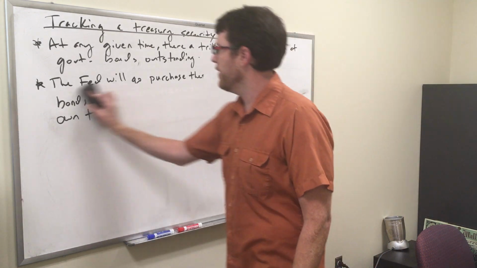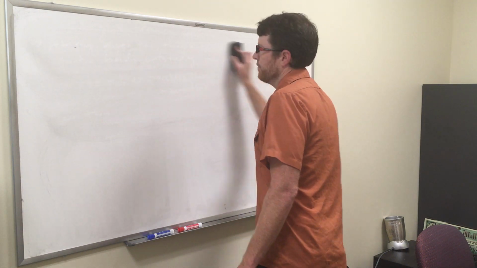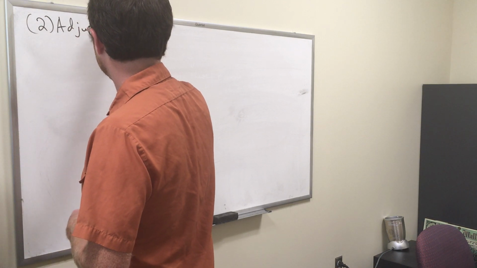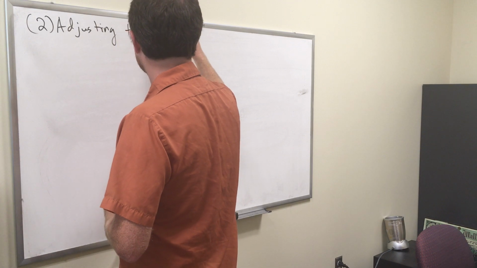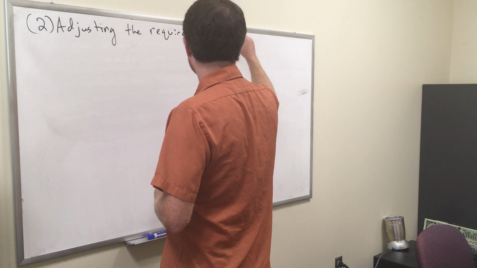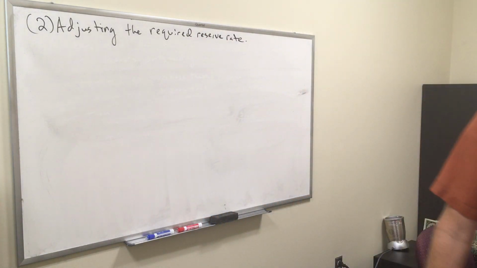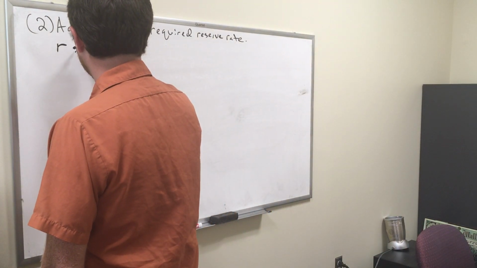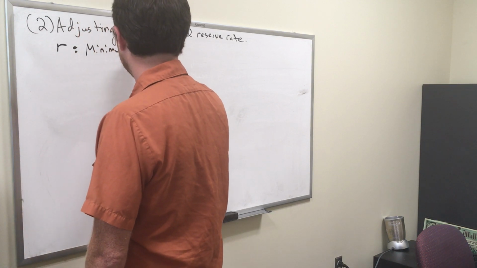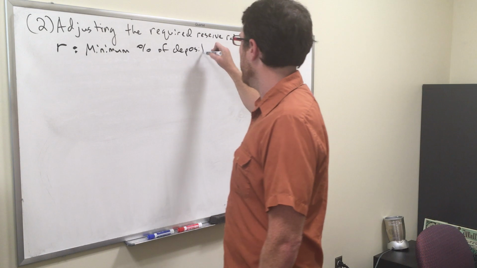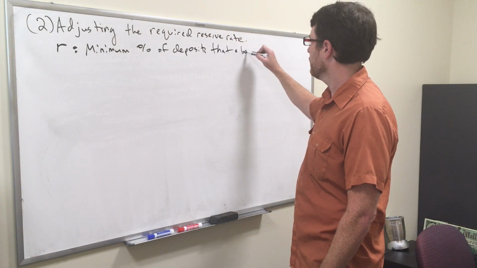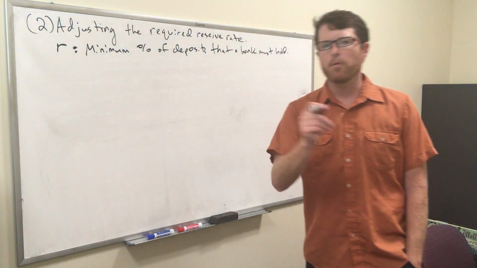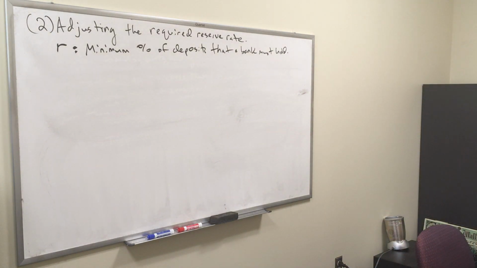The second one is adjusting the required reserve rate. And if you recall, the required reserve rate, or R, is the minimum percent of deposits that a bank must hold in reserves. And in the United States right now, that's 10% in most situations, and that's the number I want you to remember, 10%. So this is actually, again, relatively simple.